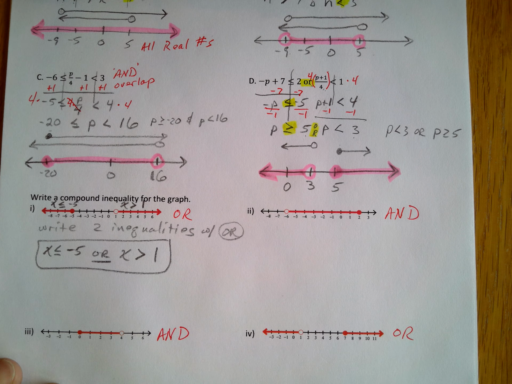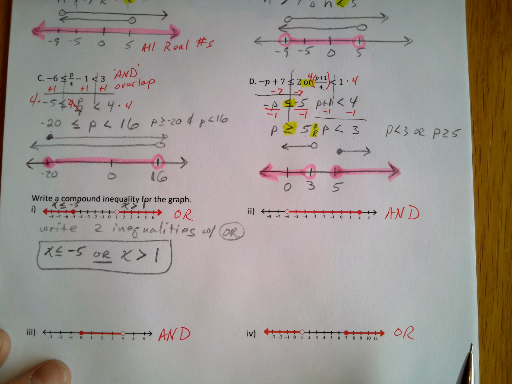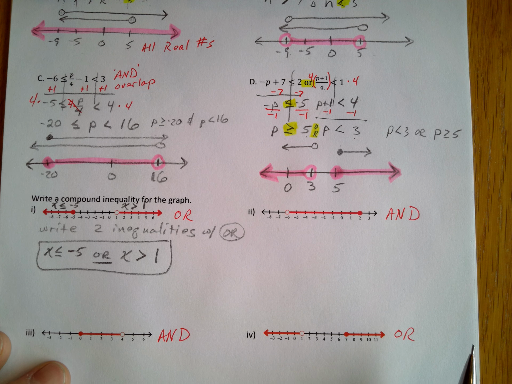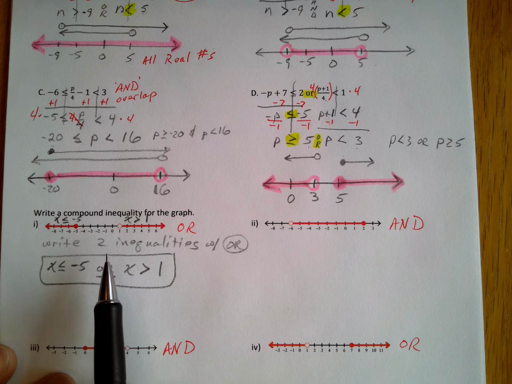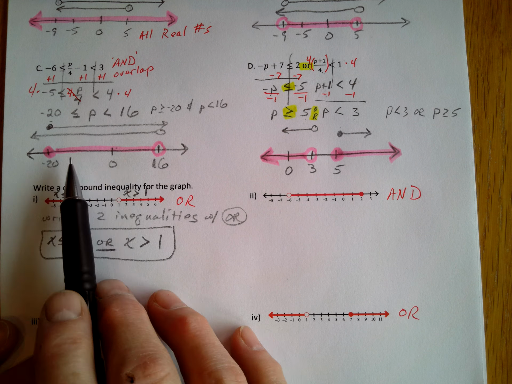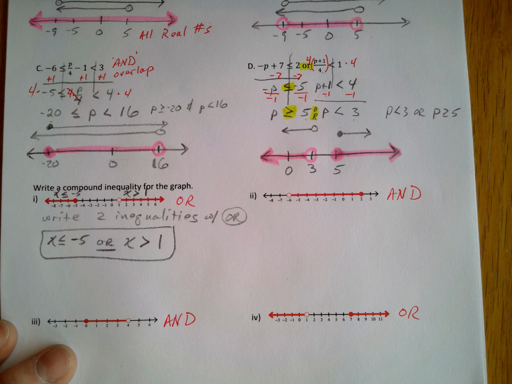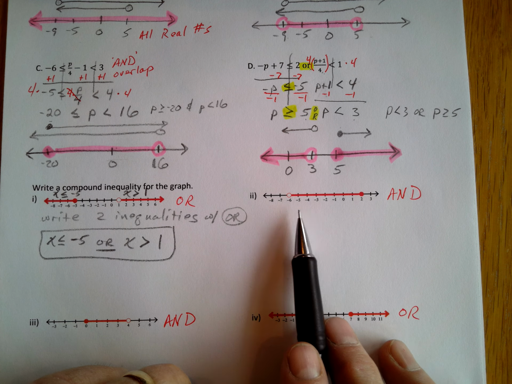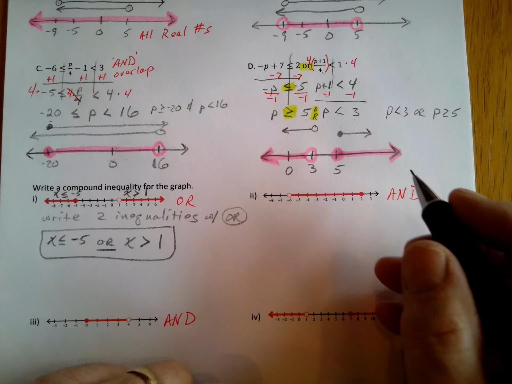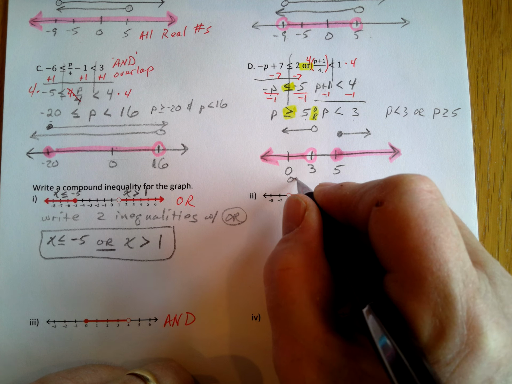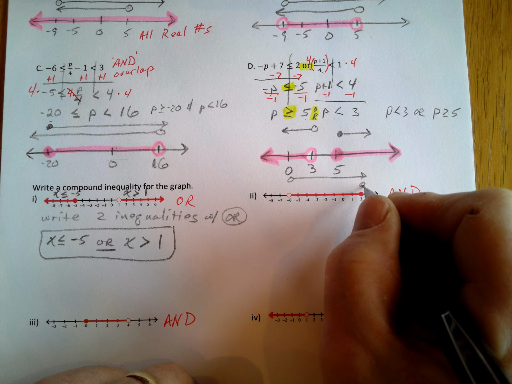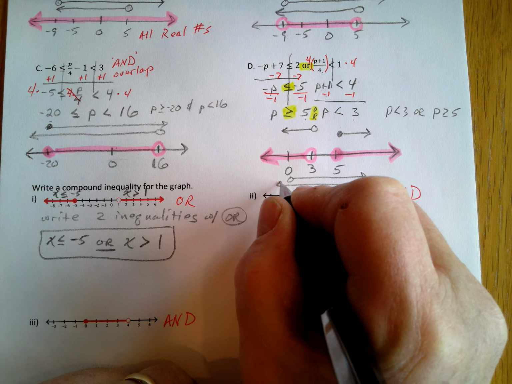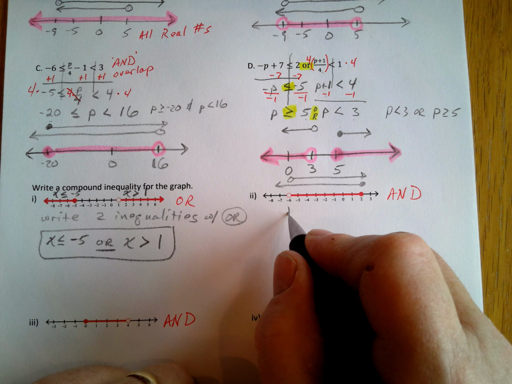I taught you something on this guy when graphing, and we can apply it here. There are 2 ways to do compound inequalities that are ands. One is you can draw 2 graphs, open and closed. You can do that. Or you can just go like this.